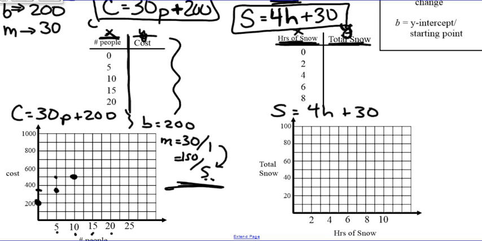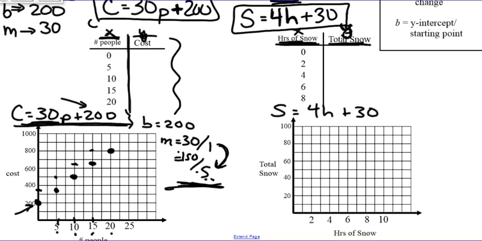So I can move my slope. Rise of 150, run of 5. Rise of 150, run of 5. And I'm not moving by lines, I'm moving according to the scale. Rise of 150, run of 5. And I can create the graph, because the equation gives me my starting point, my y-intercept, and the slope I need to move, but I can convert a slope to be helpful for me.